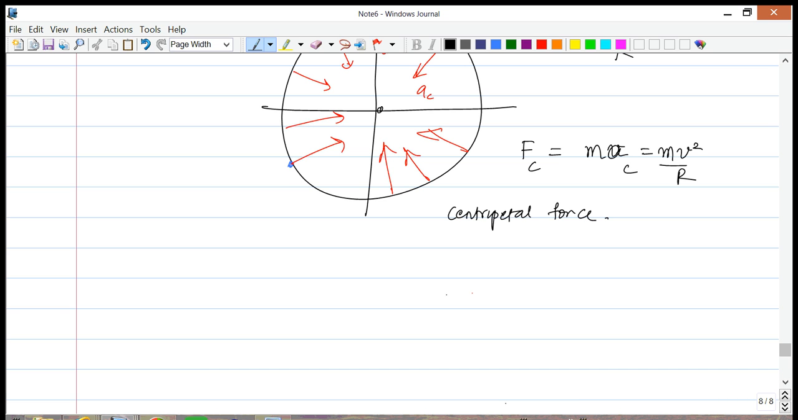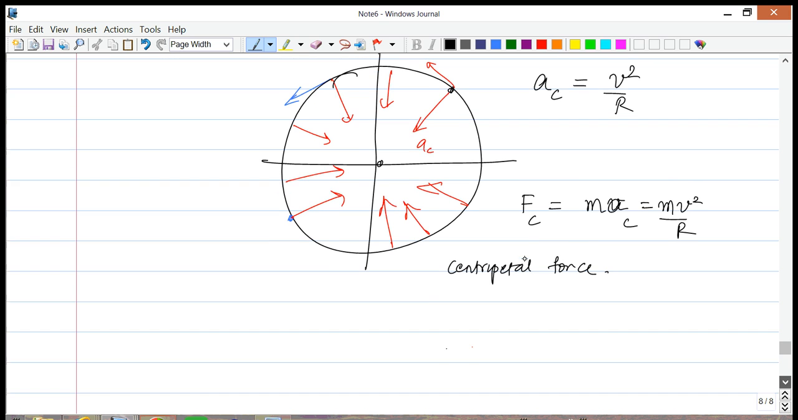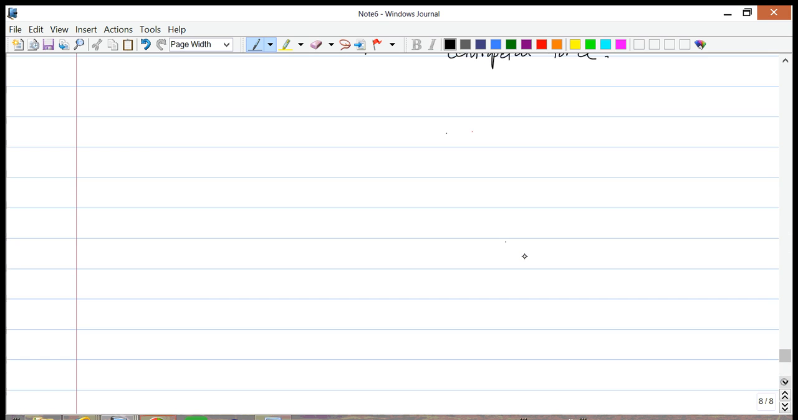Now, when we apply this concept to all our simple applications of uniform circular motion, we'll notice that in all the problems, there will be some force, whatever that force may be, that will be equal to m v squared over r. That's how it's always going to work out. Okay, let us apply this to a simple problem first.